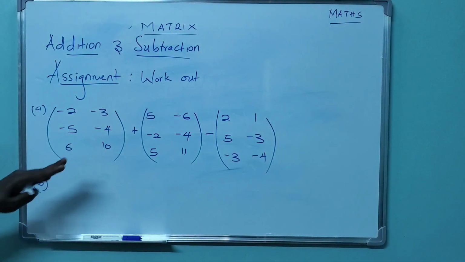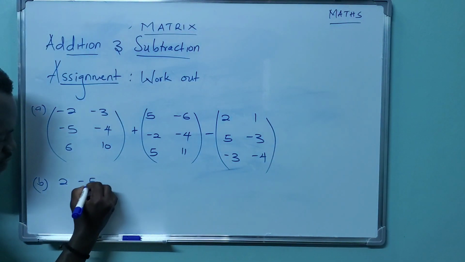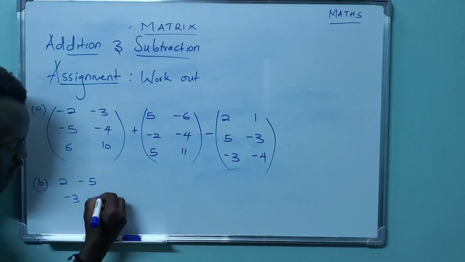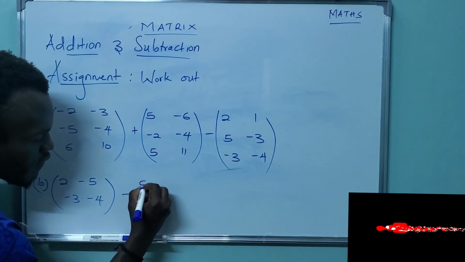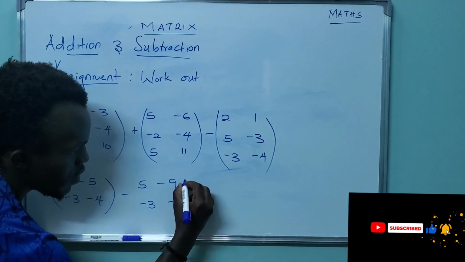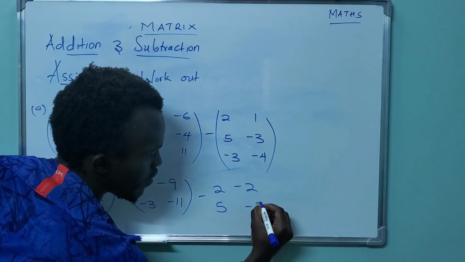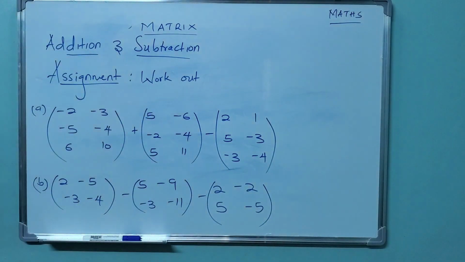So this one we can work it out because all of them have the same number of rows and the same number of columns. So you're just going to identify the position of each of the numbers, then you combine them with their respective sign. So you can also try this: 2, negative 5, negative 3, negative 4, minus 5, negative 9, negative 3, negative 11, minus 2, negative 2, 5, negative 5. And let's have a break, then we come back for the next session.